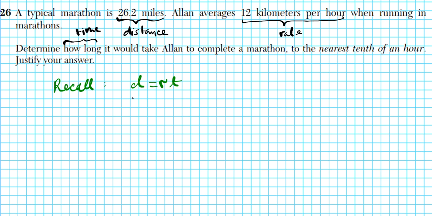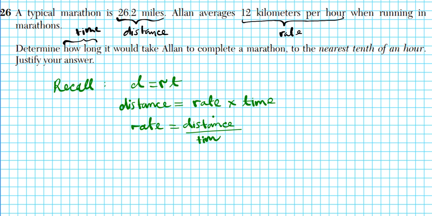Dirt, okay? This basically tells you that distance is equal to rate multiplied by time. And there are two other variations of this. If I divide by rate, this formula tells me that rate is distance divided by time. And this formula also tells me that time is distance divided by rate. Okay, so these are the three variations of the dirt formula.